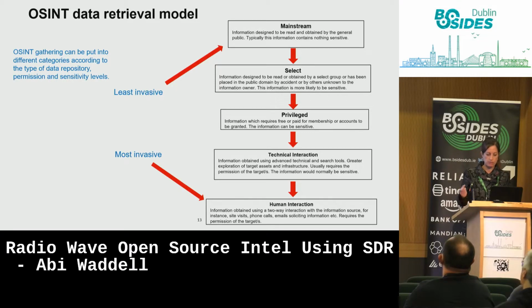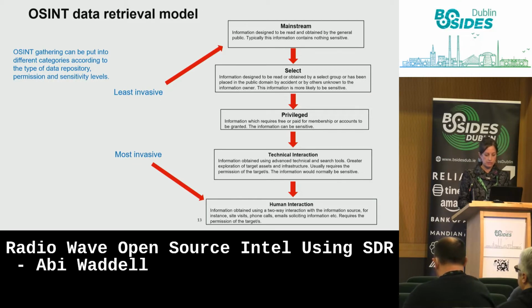So at the very top, the mainstream category includes anything freely available to the public. The select category is data that's only meant to be shared with a specific group. So this includes most free deep websites, down to privileged, which requires an applied-for account in order to access it. And such accounts usually require payment or further verification beyond simple device 2FA, for instance. Examples of this include paid-for news or media subscription sites.